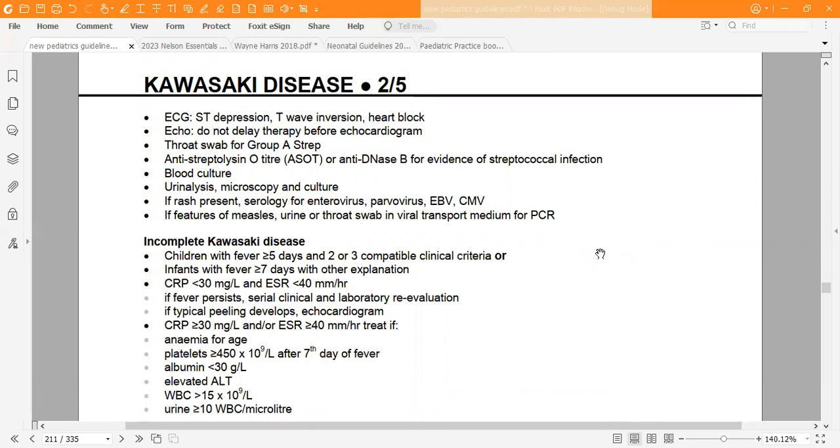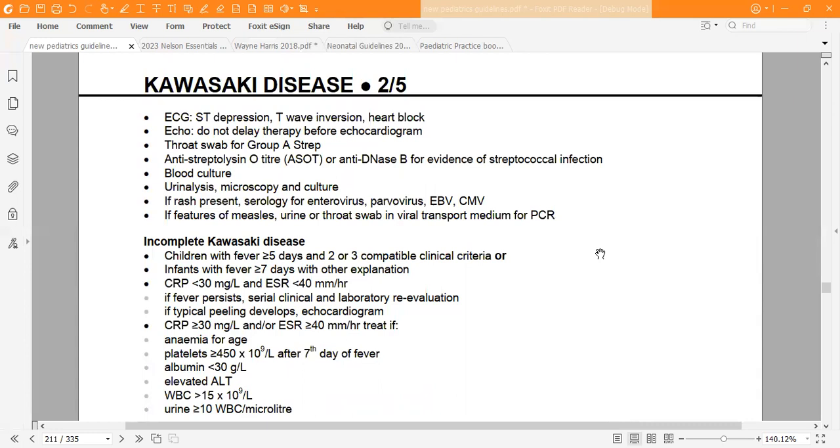Echo, do not delay therapy before echo. Throat swab for group A strep, anti-streptolysin O titre, or anti-DNase B for evidence of streptococcal infection. Blood culture, urinalysis, microscopy and culture.